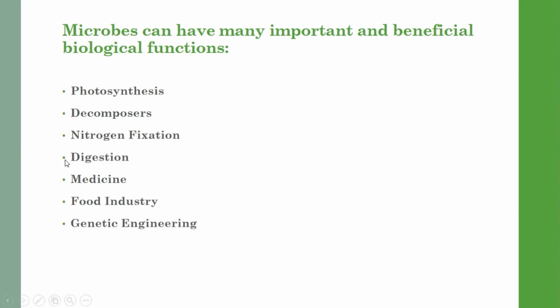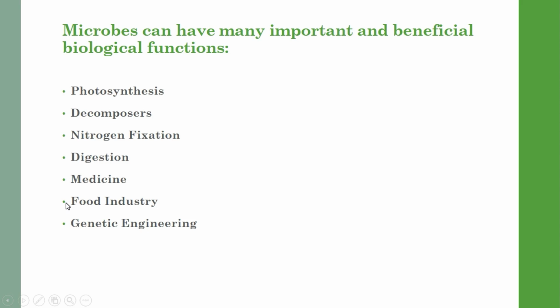The next kind of beneficial function for microorganisms would be digestion. Animals have microorganisms in their digestive tract that are essential for digestion and synthesizing some vitamins as well, such as vitamin K. In producing medicines, antibiotics and other kinds of drugs are naturally synthesized by microbes. We have to know this.